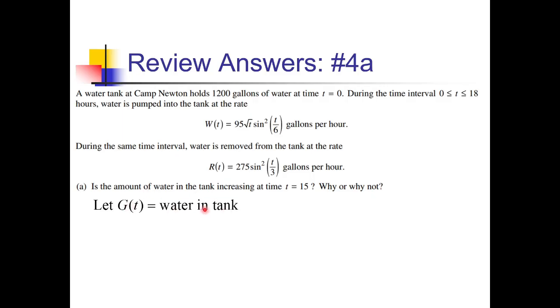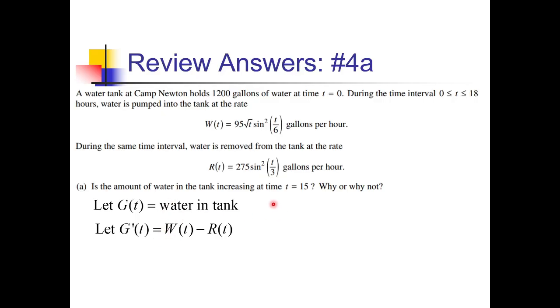I'm doing this because this is a multi-step sort of free response problem, and I know I'm probably going to need to know about the water in general later on in the problem. So I'm just planning ahead here. So G prime, the change in water, that's going to be rate in minus rate out, so W of t minus R of t. And what I'm going to do is just plug 15 into G prime and see if it comes out positive or negative, to see if the water has a positive or negative rate of change.